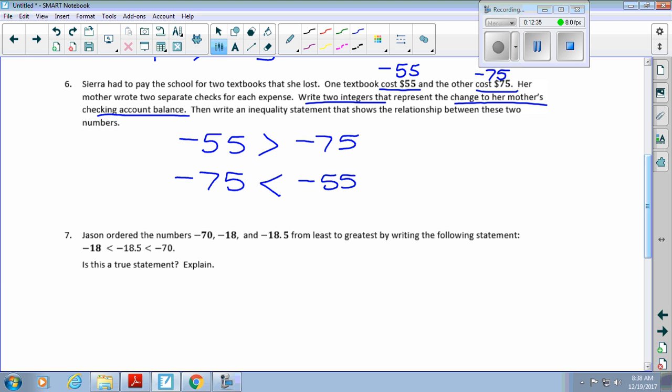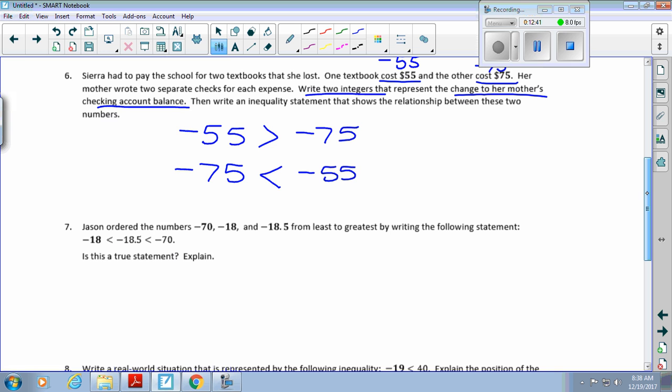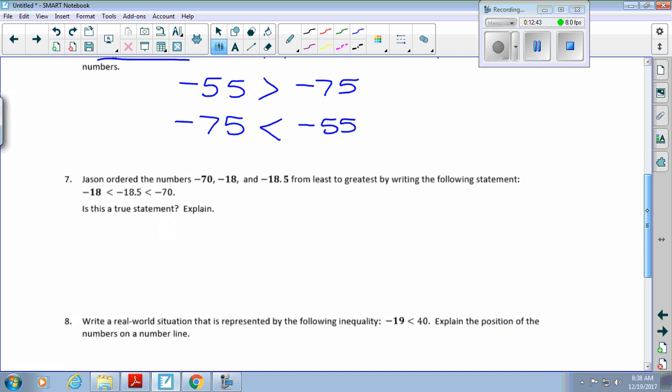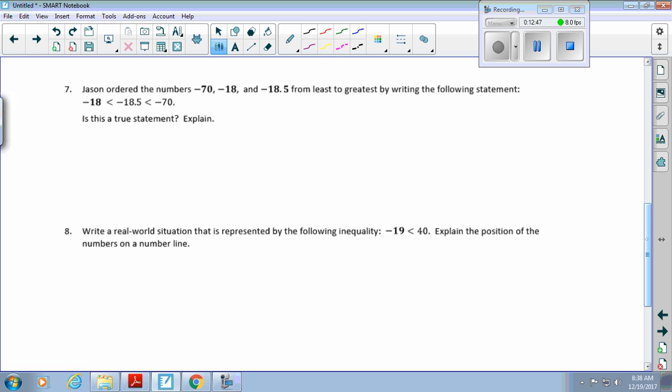Lots of wording in these questions, but we're just going to cut through the nonsense and get to what we need. All right, we've got Jason down here. Jason was not in Mrs. Lehman's math class. Because he ordered these numbers from least to greatest by writing the following statement. He said that negative 18 is less than negative 18.5, which is less than negative 70. Is this statement true? Explain.